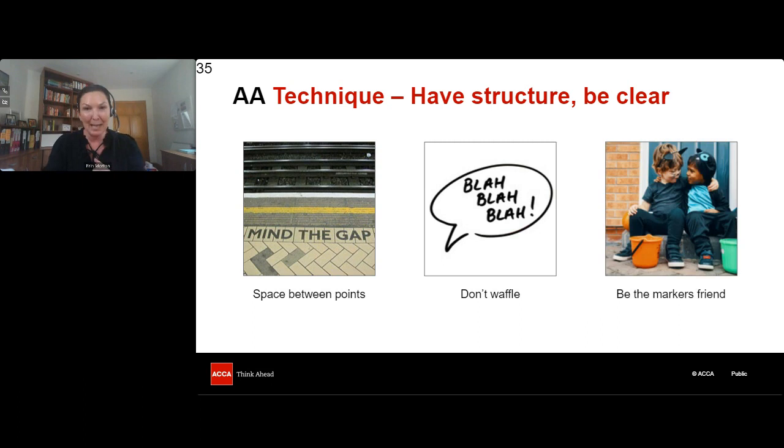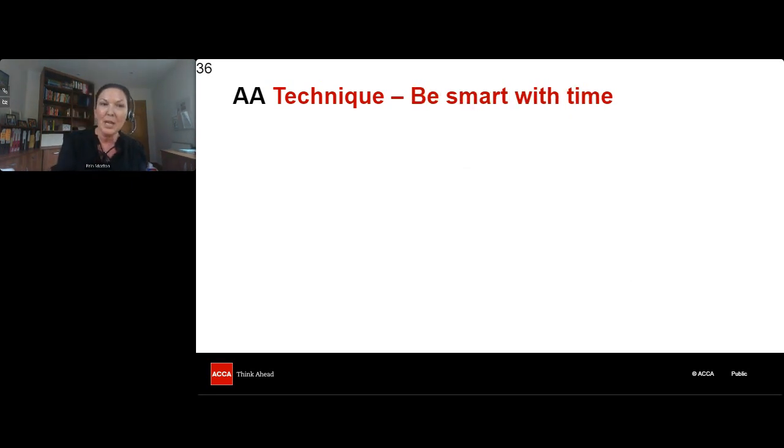And be that marker's friend. So just in general, if you are trying to help them read your answer correctly, giving them that space between points, presenting and trying to write as clearly as possible just really helps them out, and then they can help you. Being smart with your time.